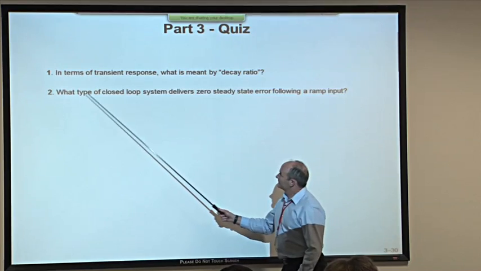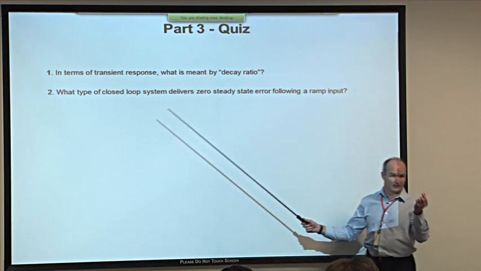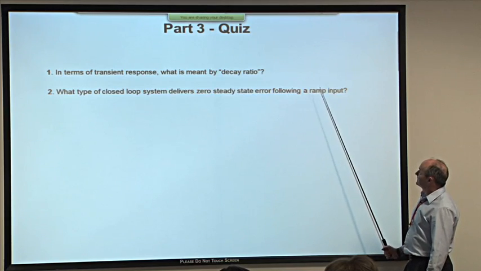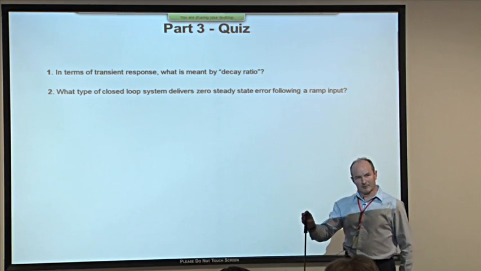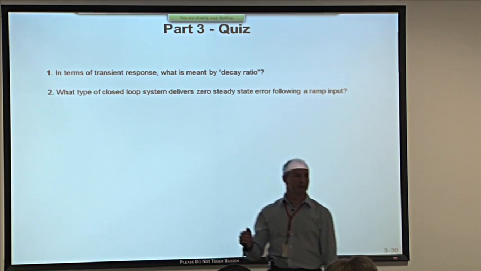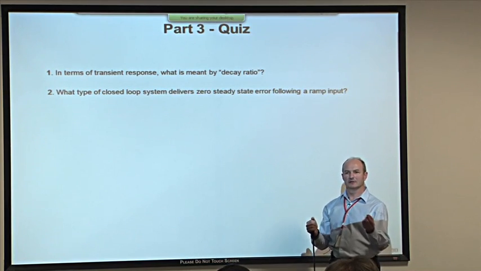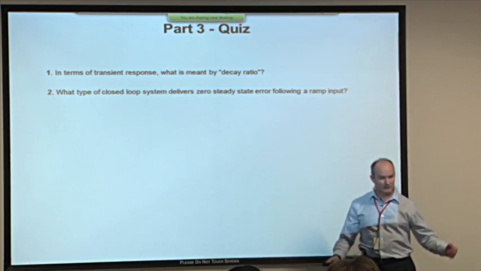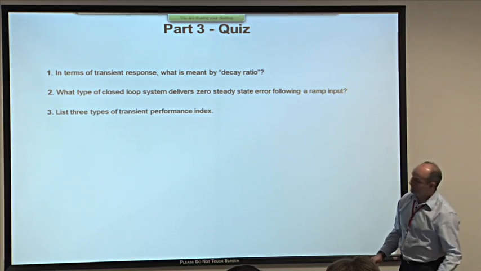What type of closed-loop system, so we're after a type number now, delivers zero steady-state error following a ramp input? What's the type number that would do that? Correct. Perfect. Remember, at least as many integrators in the loop as we have in the input function. A ramp is 1 over s squared. We need 2 integrators. Very good.